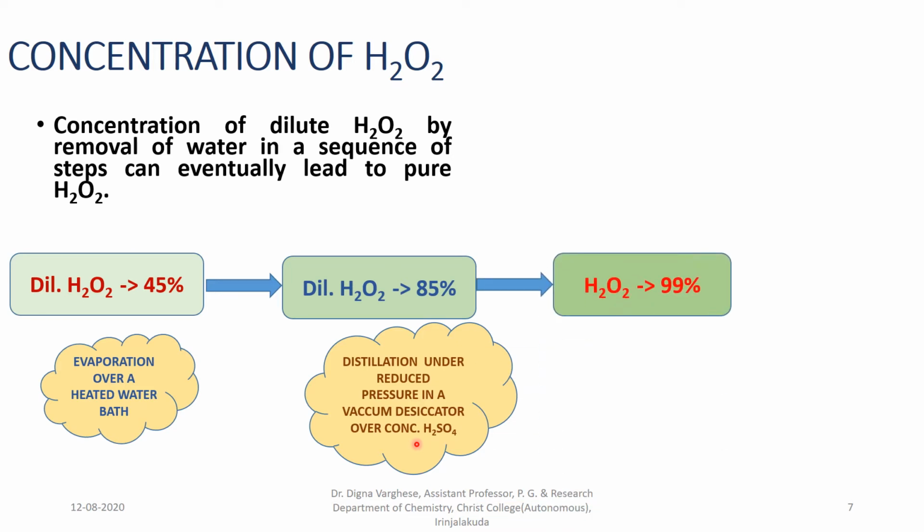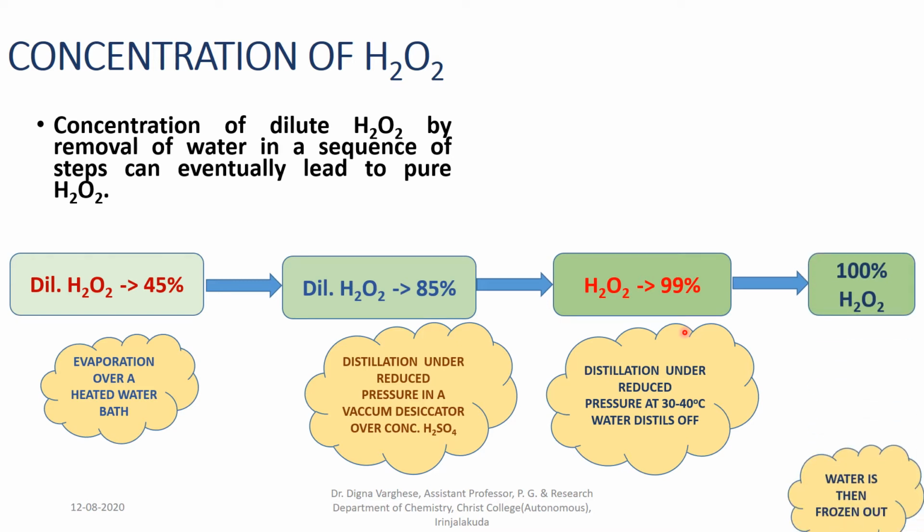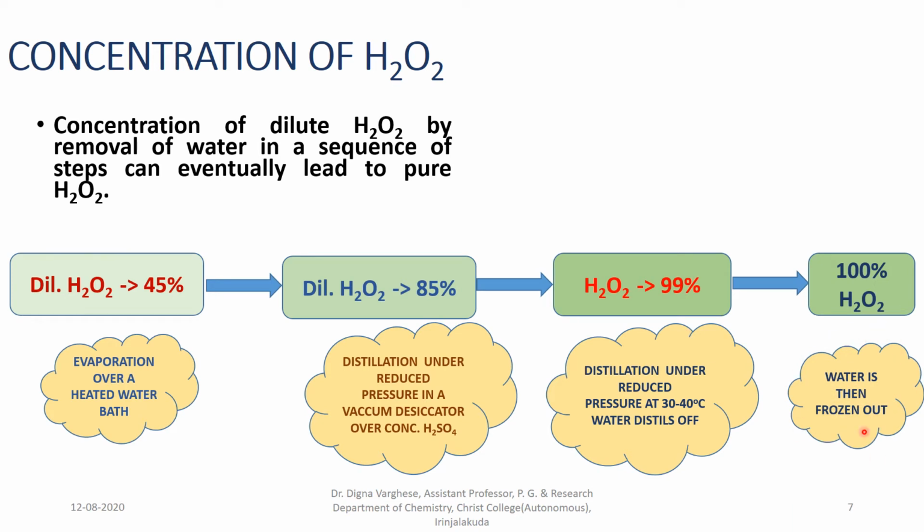Next step: hydrogen peroxide is converted to 99%. This concentration is done by distillation under reduced pressure, that is 10 to 15 millimeter pressure at 30 to 40 degrees Celsius. Here the water distills off and we will get 99% hydrogen peroxide. From this we will get 100% hydrogen peroxide, as the remaining water is then frozen out, and we will get the pure hydrogen peroxide.